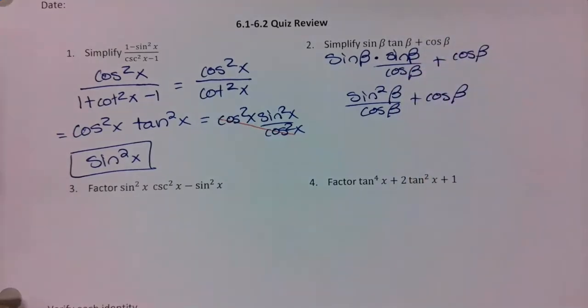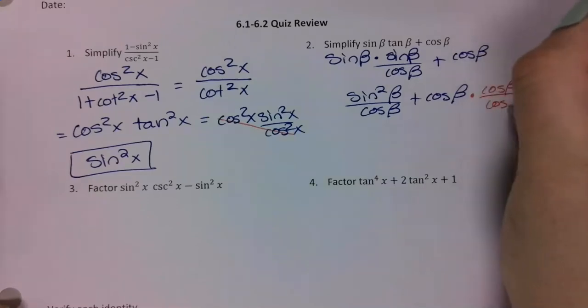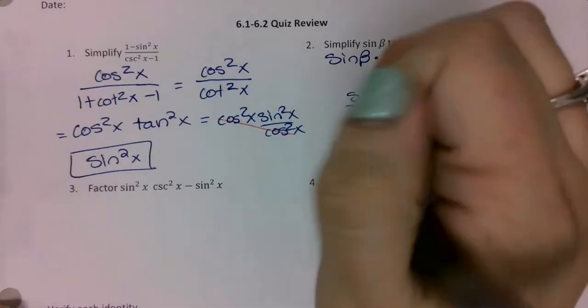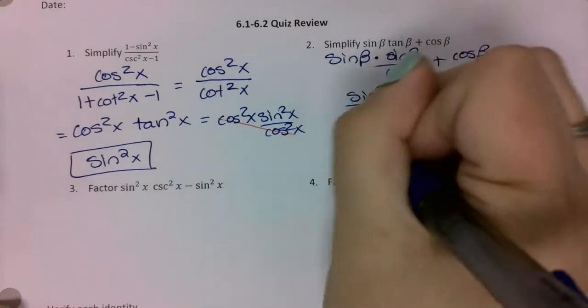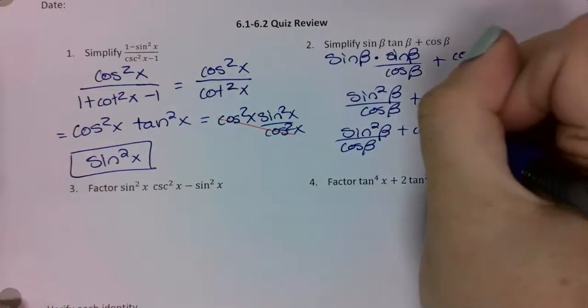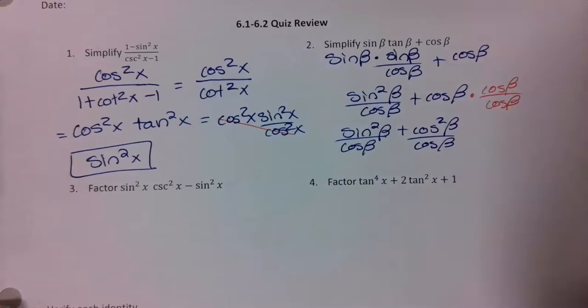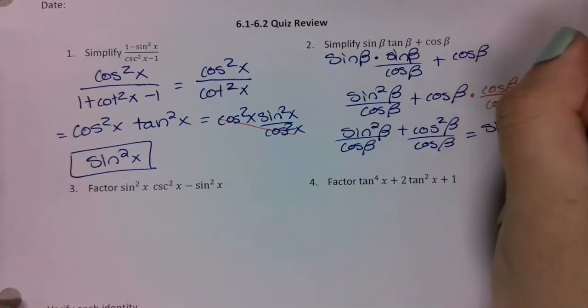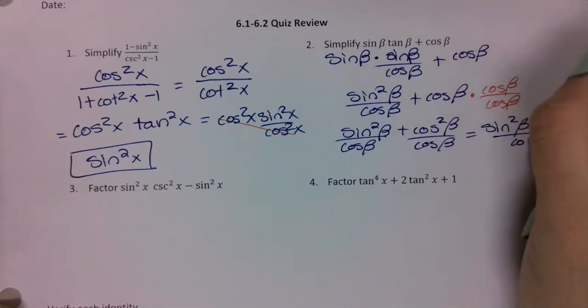Then I want to be able to add these together, so I need them to both be fractions. To turn this into a fraction, I need it to be over a denominator of cosine beta. So I'm going to multiply by cosine beta over cosine beta, which will give me sine squared beta over cosine beta plus cosine squared beta over cosine beta. Now that they have the same denominator, I can combine the numerators. So I'm going to have sine squared beta plus cosine squared beta over cosine beta.